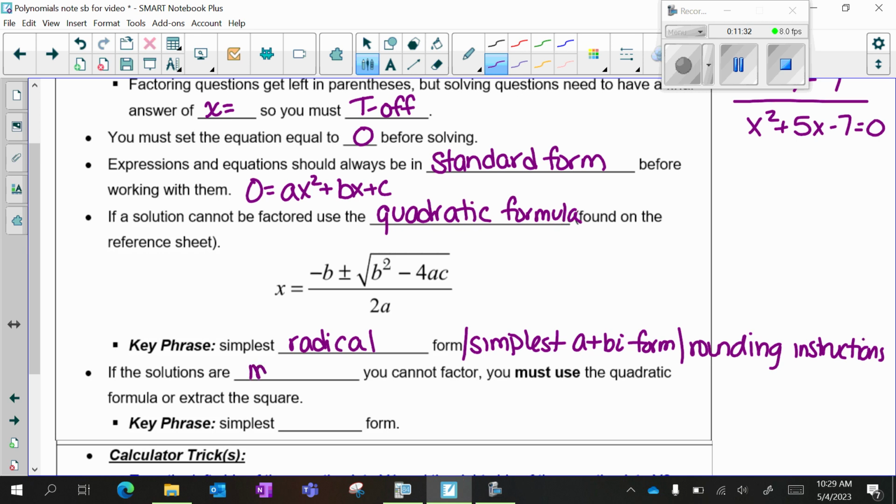If solutions are imaginary, that means I can't factor either, which is why you would see the simplest a plus bi form, which is down here as well, but I wanted to put it up top so that way everything's all together.